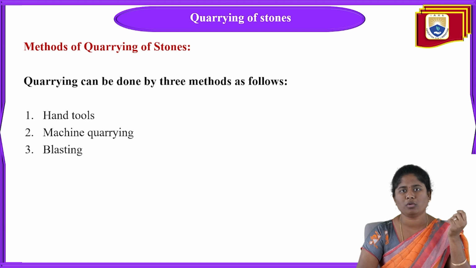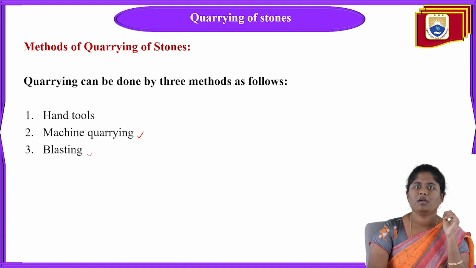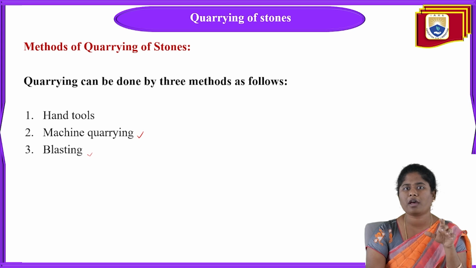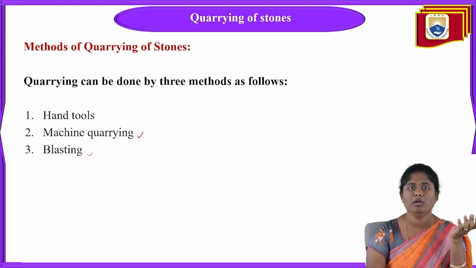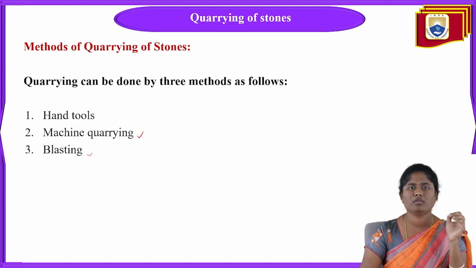And next one is machine quarrying. In machine quarrying, we are going to use suitable machineries for the quarrying process. And the last one is the blasting process. In blasting, if the foundation is very hard, we are not going to use any hand tools or machines. Only if the quarrying site's foundation is very strong and the site is a very vast area, then we are going to use the blasting process.